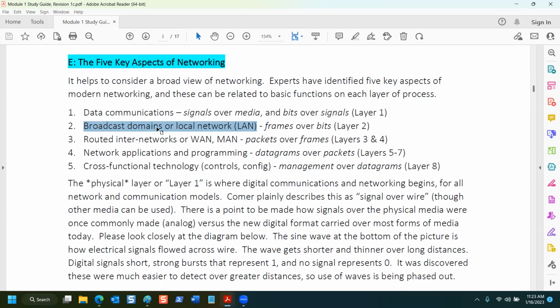But the important thing to remember is that we go from an individual device or system in layer one, and then when we get to the second aspect of networking, we're talking about a collection of two or more devices on a network. It's a local network, typically a private internal non-routable network, and we'll explain more what that means. Oftentimes the term broadcast domain is used to describe the same thing. The word broadcast is intentional.